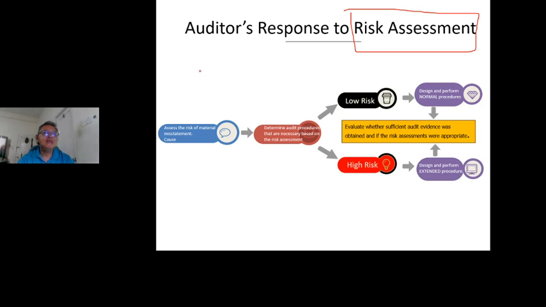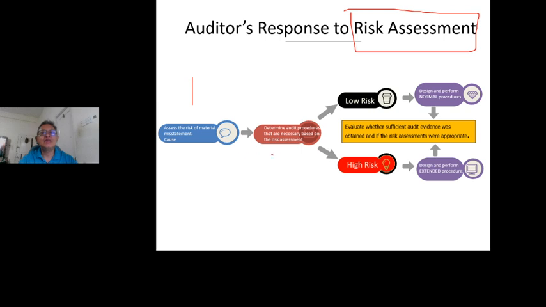Okay, and the first thing is, the auditor needs to assess the risk of material misstatement. There are a lot of ways. We are going to go into detail of how this risk assessment is actually done.